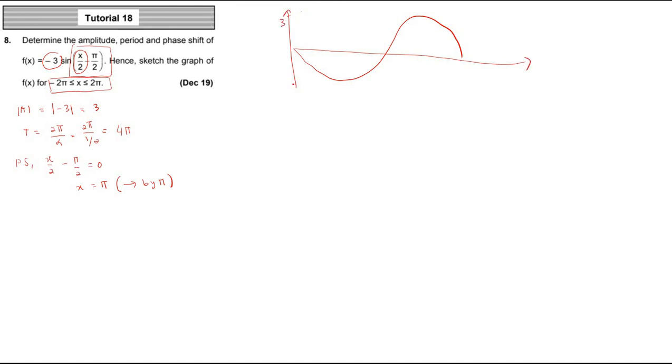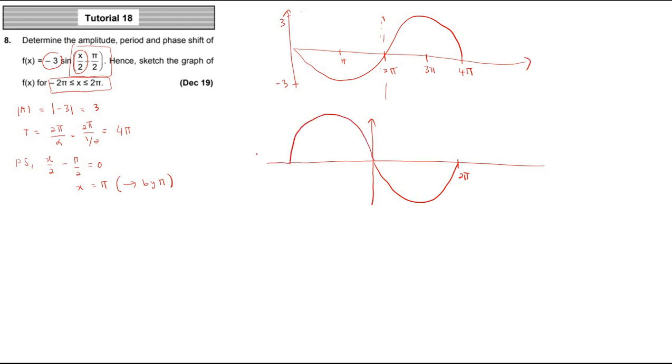Amplitude 3, negatif 3, and period is 4 pi. So, pi, 2 pi, 3 pi, 4 pi. Okay, but then the question only one from negative 2 pi until 2 pi. So, kita akan ambil sampai sini. Dan kita extend sebelah kiri. This is until 2 pi. Okay, following this shape. And then extend for the left side.